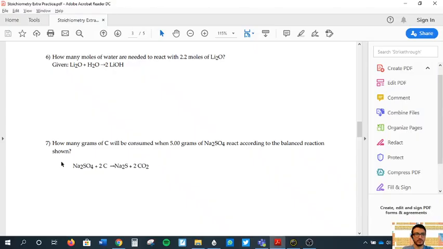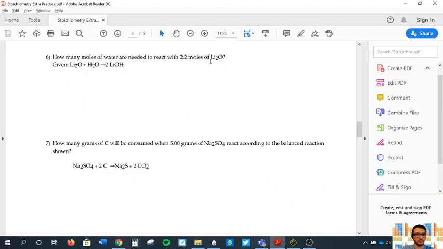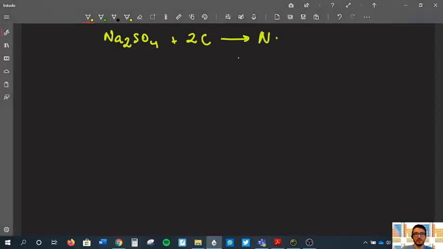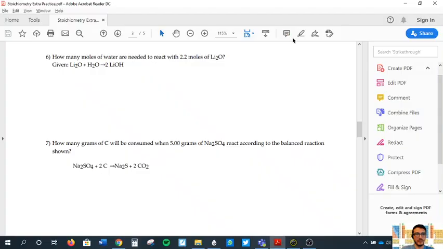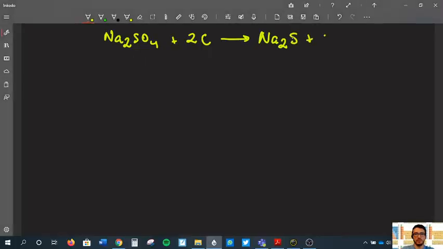So the question is asking how many grams of carbon in this reaction will be consumed when 5 grams of sodium sulfate react according to the balanced equation shown. So this is a fully balanced equation. One less thing to do, not have to worry about balancing. Let's write this here. We have sodium sulfate, and I believe there are 2 carbons, yes. And then we have Na2S, and it's 2CO2 plus 2CO2. So fully balanced equation.